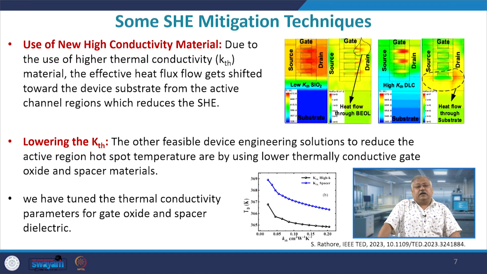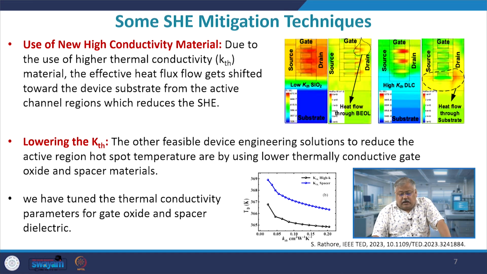Another concept is to lower the KTH, that is, do device engineering and reduce the thermal conductivity in the active region, which will reduce the hot spots. On the right hand side, if you see, I have plotted TD, which is the dielectric current versus KTH, and as the KTH value goes on increasing, the temperature actually falls because it gets space to remove the heat very fast.